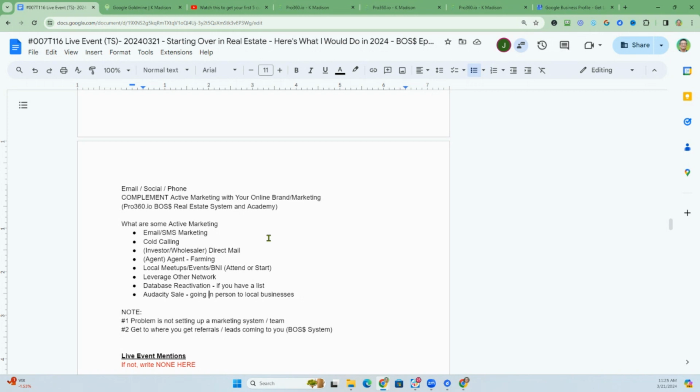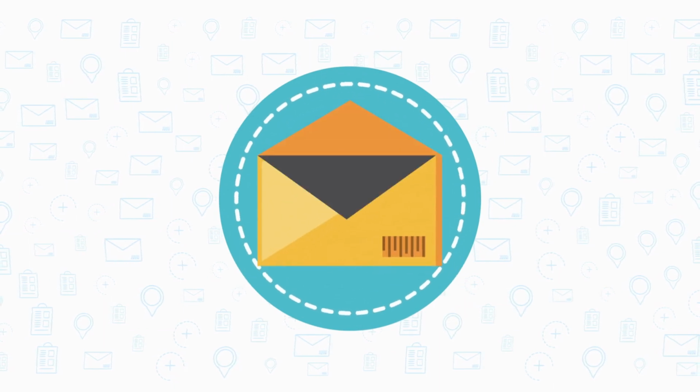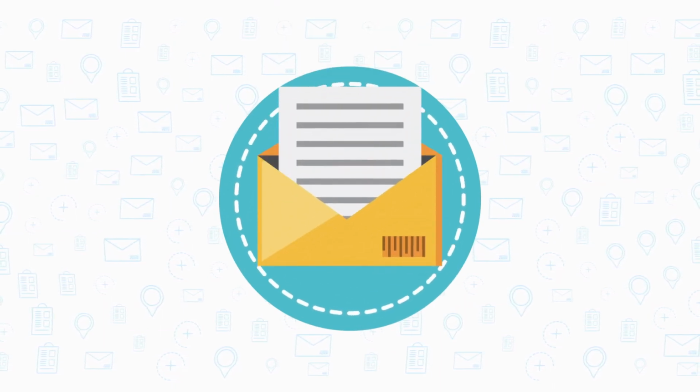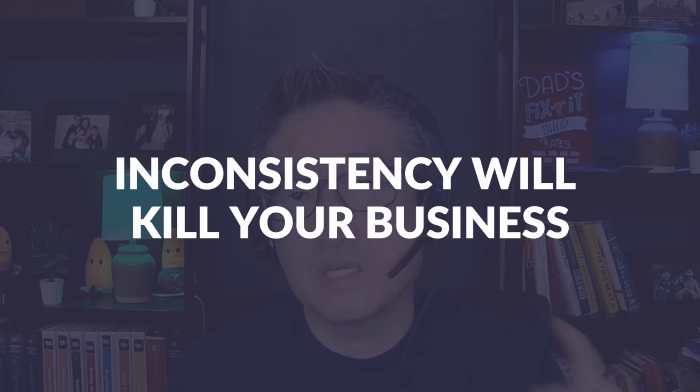The number one problem whenever you're doing these active marketing efforts is that you're not setting up systems. If I had to redo everything over again and I was starting, I would work on building systems, processes, and teams. Let's say you're doing direct mail. You set up a budget to do that every single month. And the same thing with meetups, right? Find a meetup that you resonate with, that you want to go to consistently every single time. Inconsistency is what is going to kill your business.